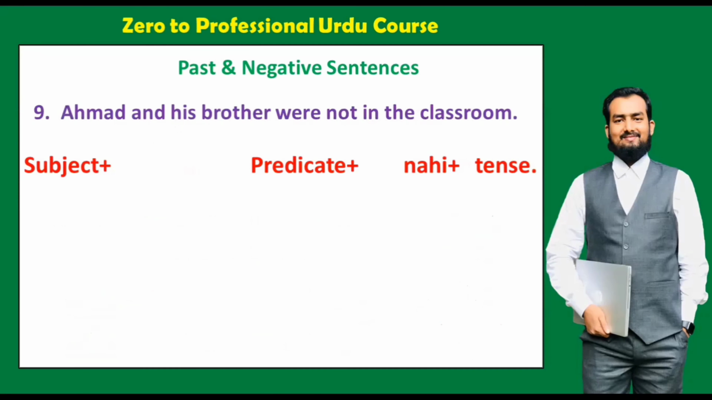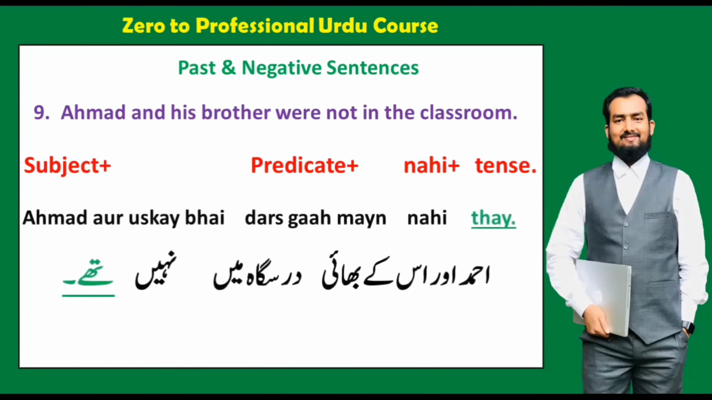and the next sentence is Ahmad and his brother were not in the classroom. So how we will say? We will say अहमद और उसके भाई दर्सगाह में नहीं थे. Okay, so Ahmad and his brother, this is subject. So अहमद और उसके भाई दर्सगाह में means in the classroom, being in the classroom predicate, and नहीं means not, थे because of plural. अहमद और उसके भाई, it become plural because they are two.